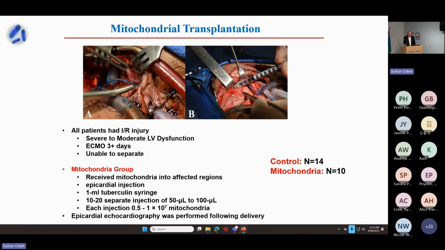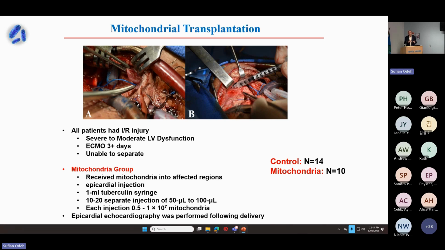So the mitochondria was delivered by, this is my colleague, Dr. Ram Amani, putting them in. You can see we just load them into a tuberculin syringe, and they're being injected into the heart. And we did 10 to 20 separate injections, 50 to 100 microliters each. Easily done, except on the posterior side. It's a little difficult with a syringe, but it can still be done.